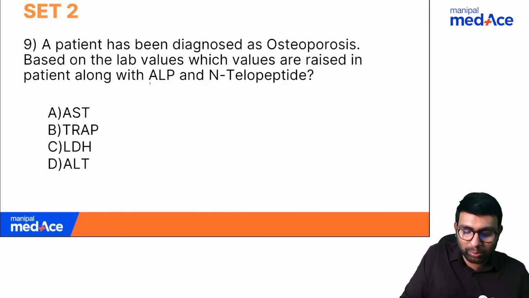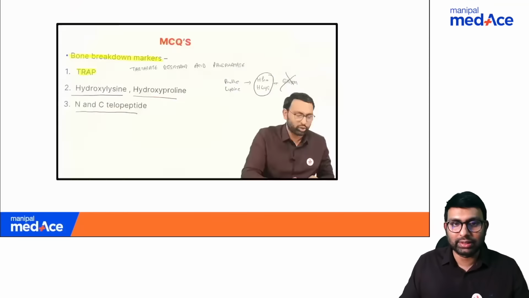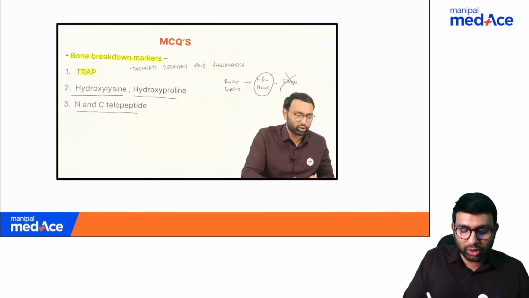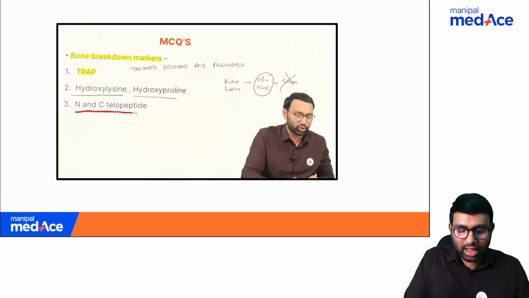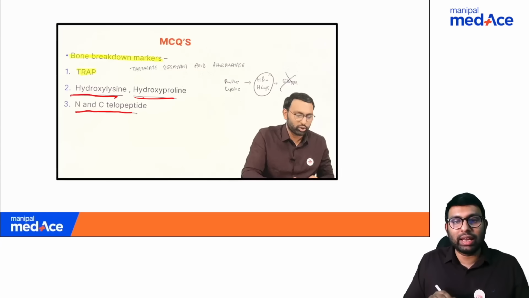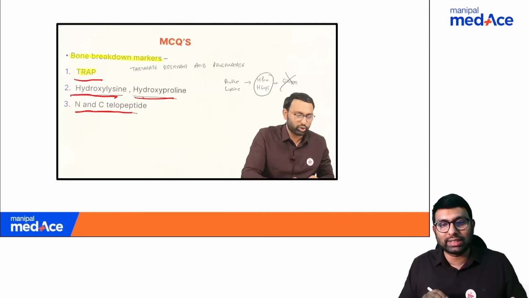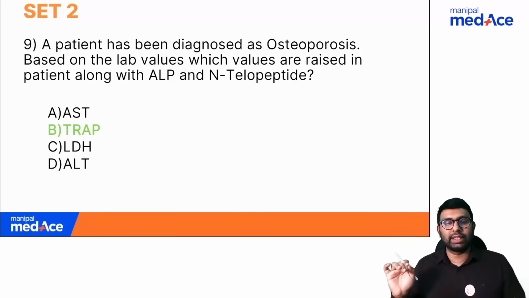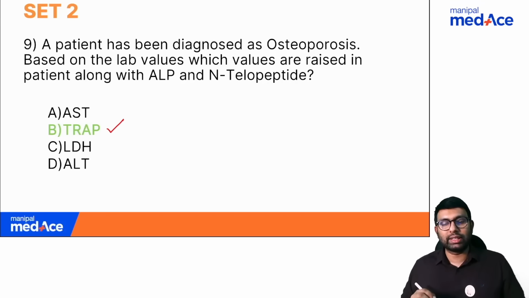Now, what is the bone turnover marker? Mainly ALP is one bone turnover marker. Then if osteoclastic activity is increased, when bones are getting broken down, what are the other markers? Can you remember those markers? We've discussed N and C-telopeptide. They've mentioned that in the question itself. Other bone breakdown markers are hydroxylysine, hydroxyproline, and another one called tartrate resistant acid phosphatase, also called TRAP. So going back to the options here, only one bone breakdown marker is given, and that is TRAP. Okay, so the answer is TRAP.